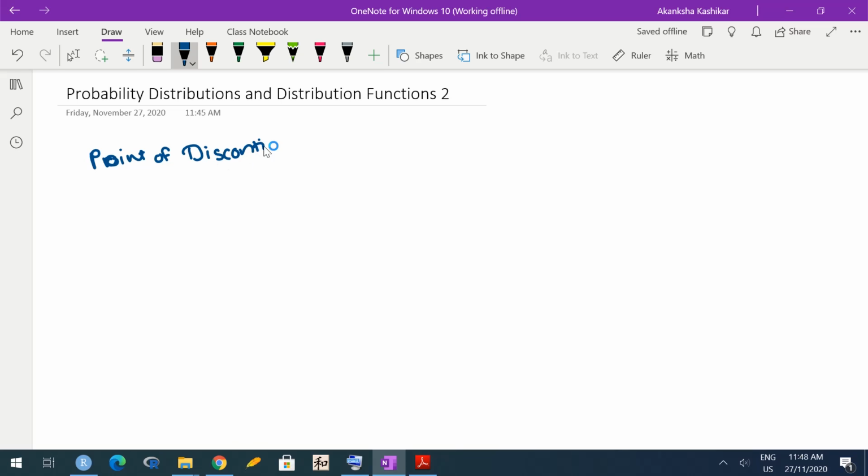Okay, point of discontinuity. Now we know that distribution functions are right continuous. They need not be continuous from left. As a result, for discrete distributions, you may get something like a step function as distribution function. So as soon as you have a step function, you know that there is a discontinuity at this point, right? Because from left the value is here, from right the limit is here. So there is a discontinuity. So basically these points would be called points of discontinuity.